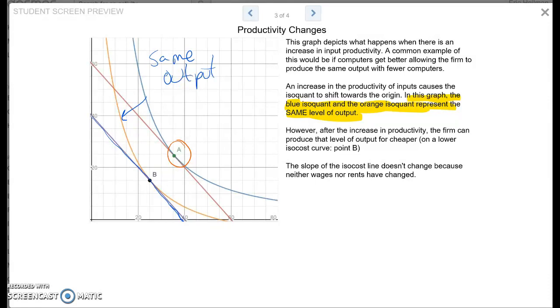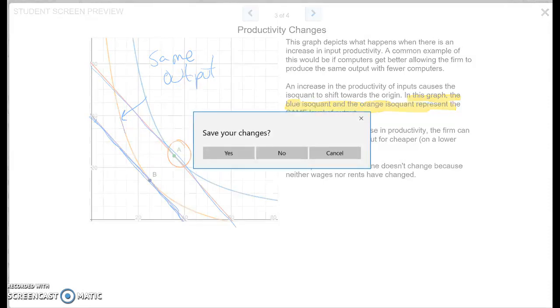Notice that the slope of the isocost line hasn't changed at all. The original isocost line is parallel to this one. That's because neither the wage nor the rental rate has changed. God, they're both hard to say. Wage rate, rental rate. So it's still the same slope because the wage and rent haven't changed. But you can produce the same level of output at a lower cost. So that's what technological advances do on the supply side.